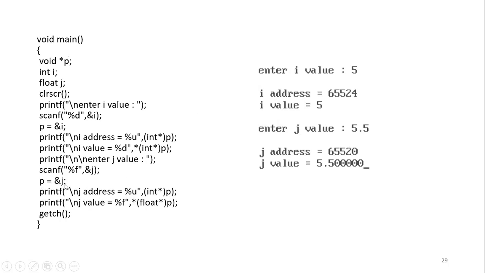The j address is contained in p, but p is a void star pointer. p is containing the address of a float. Then we need to typecast with float star pointer. Now the j address is 65,520. Now the value for j is, if I apply the dereferencing operator star, then we get the value 5.5. Here this is not int star, this is float star.